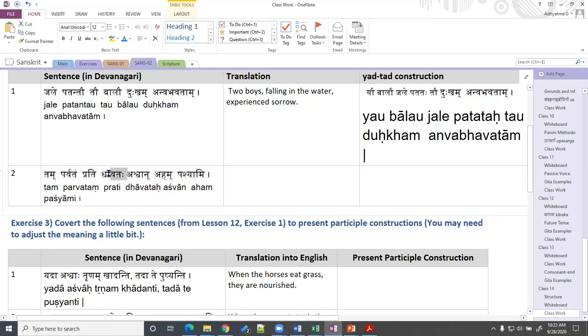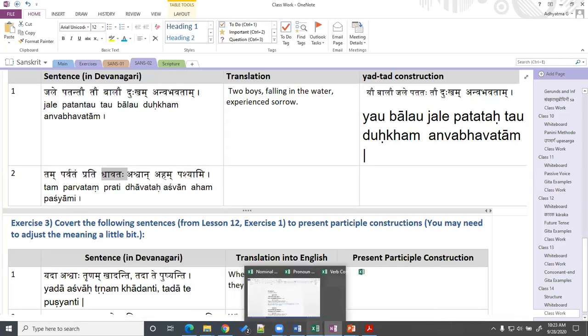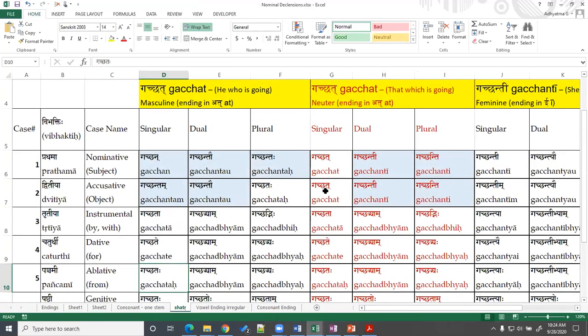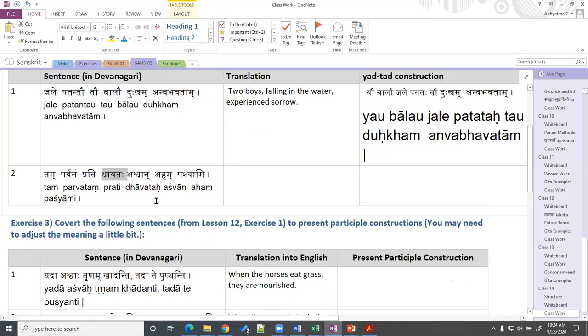Now what is Dhawataha? If you know the participle, Gacchataha, Dhawataha, it's also second case plural. That tells you that Dhawataha is the adjective for Ashwan. So running horses. And then Tam Parvatam Prati, running towards the mountain. So I see the horses running towards the mountain.